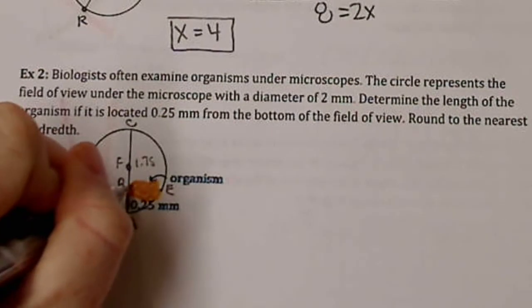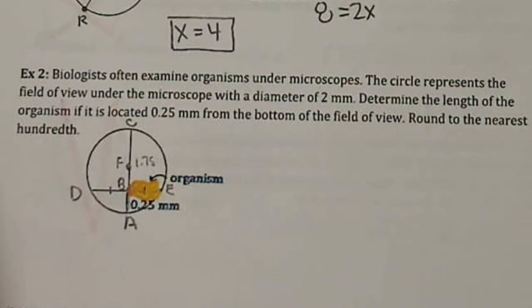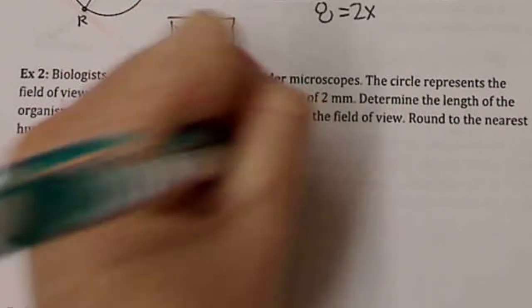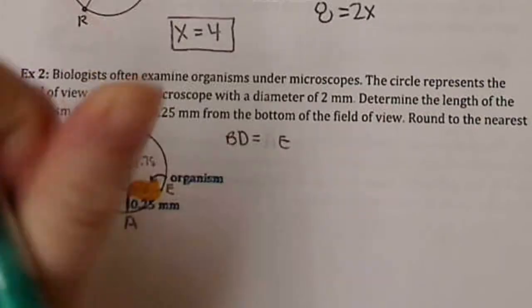where this is a chord, so it makes BD and BE equal. So I'm going to write that over here. BD equals AE. Or not AE, BE. Sorry.